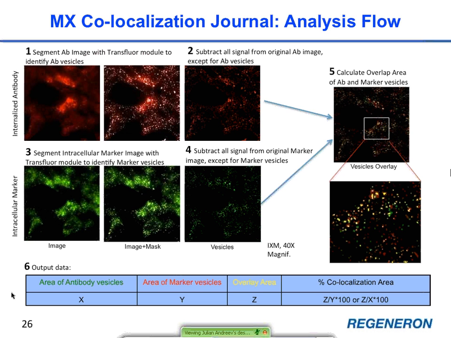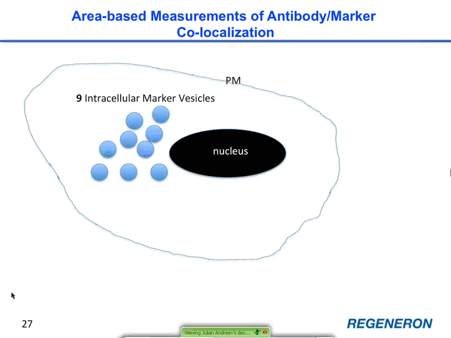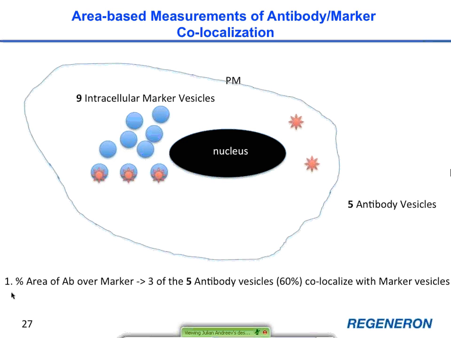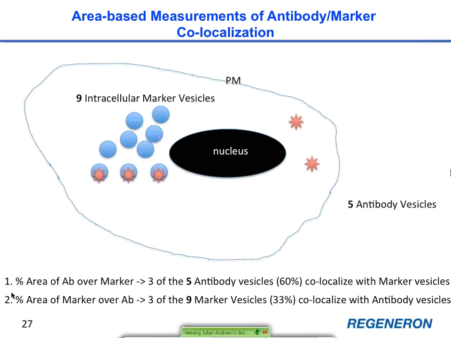Now, let's consider the following scenario when we try to look at these percentages. Say we have 5 antibody vesicles forming on the cell surface. Inside the cell, there are 9 marker vesicles. Eventually, only 3 antibody and marker vesicles co-localize. Numerically, it means that percent area of antibody over marker will be 3 out of 5, or 60%, while percent area of marker over antibody will be 3 out of 9, which is 33%. So those are 2 different measurements that should be taken separately. Keeping this in mind, let's look at the actual data.